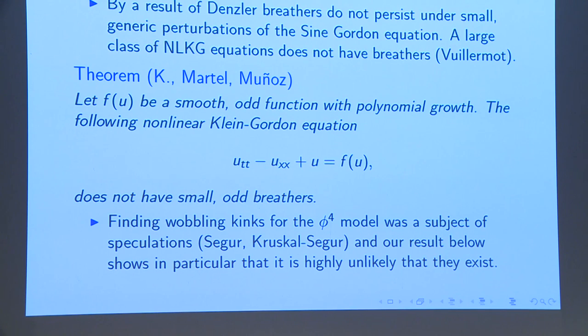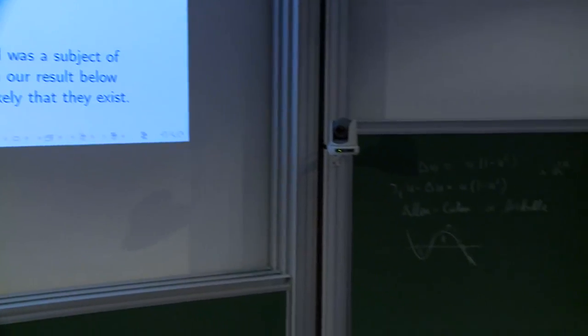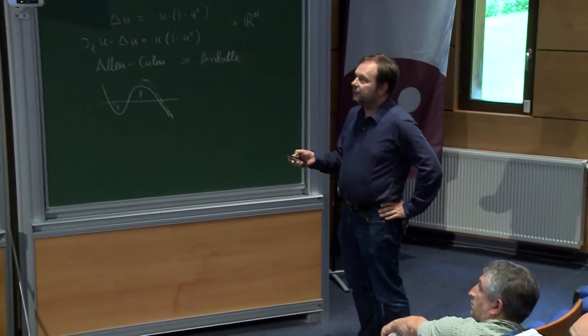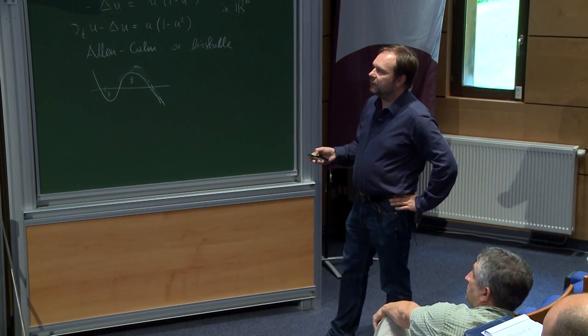Now, by the way, for the sine-Gordon, the breather is not odd, it's even. So, of course, this is not a contradiction. Okay, so somehow odd breathers are objects that cannot exist.